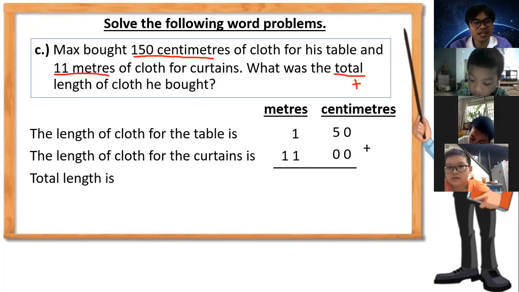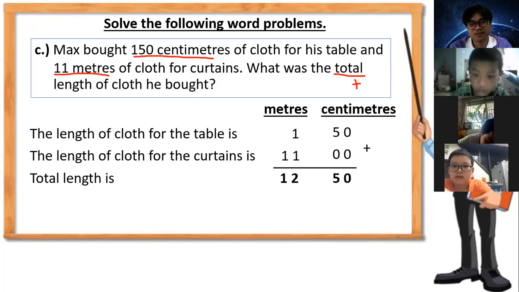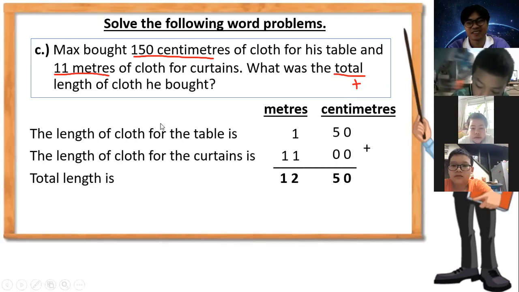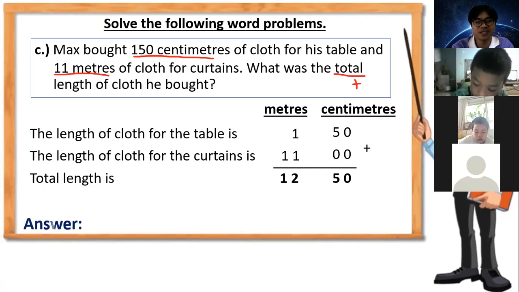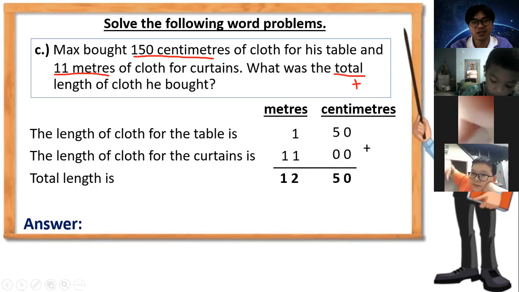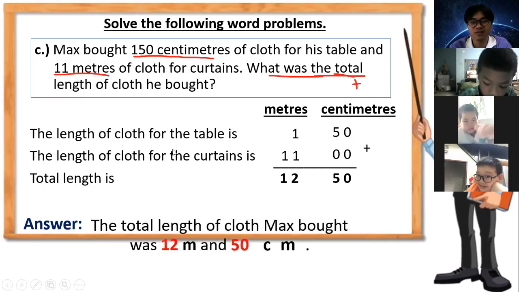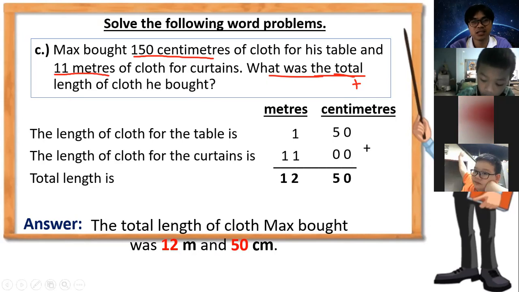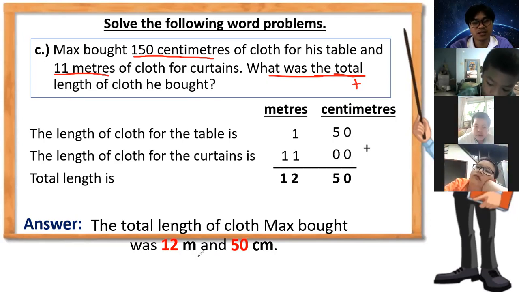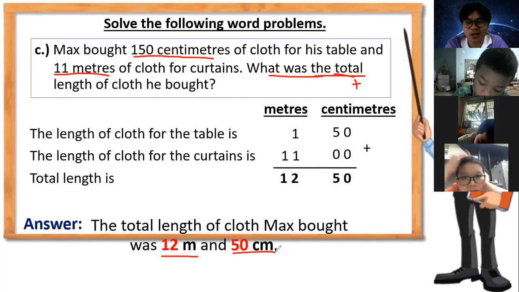So what is the total now? Total length is 12 meters and 50 centimeters. Okay, 12 meters and 50 centimeters. So go to the final answer. Write it in a complete sentence. Just go back to the question. What is the total? So the total length of cloth Max bought was 12 meters and 50 centimeters. Okay, so that's how we solve this problem.